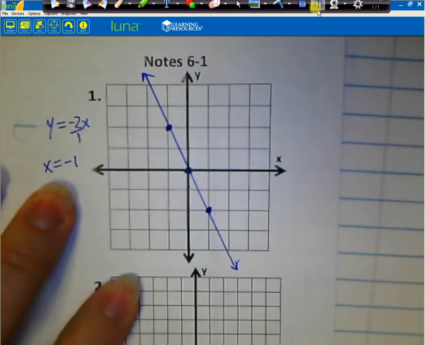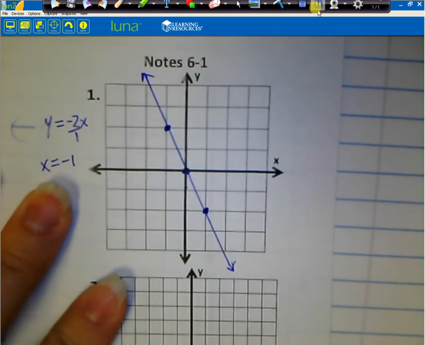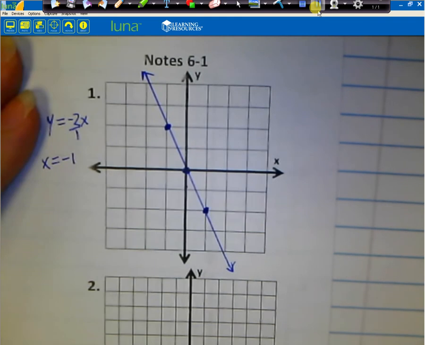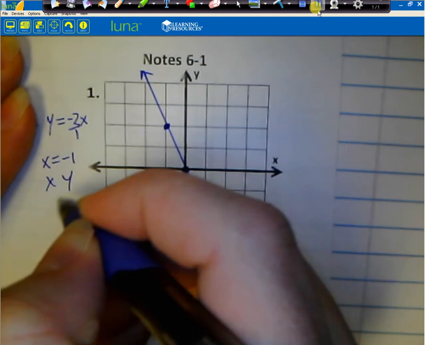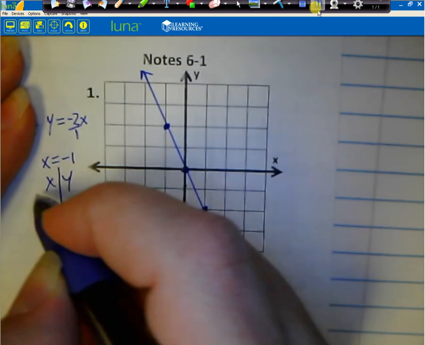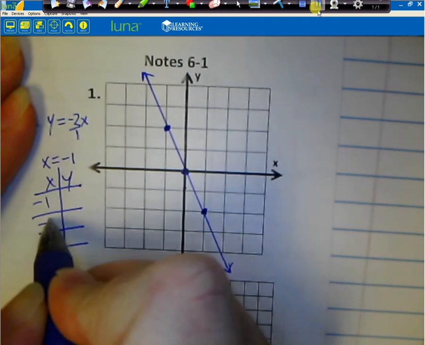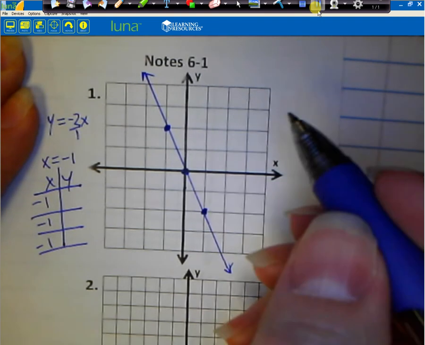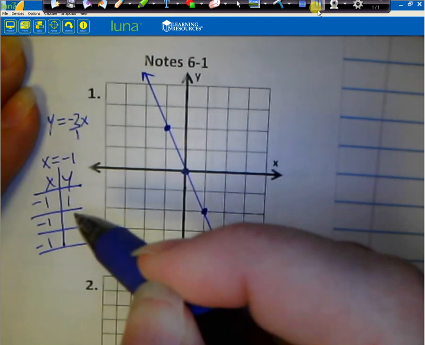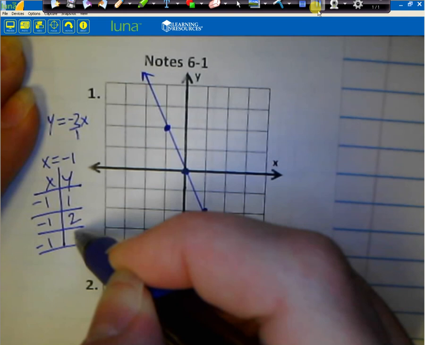Now, the next thing we're going to graph is x equals negative 1. This may seem a little bit confusing at first because there is no y and we're used to saying y equals mx plus b. So, to make this easier, go ahead and draw yourself a table with x and y. And just put negative 1, negative 1, and negative 1 for x. And then your y's can be anything. So let's say y is 1, y is 2, and y is 3.